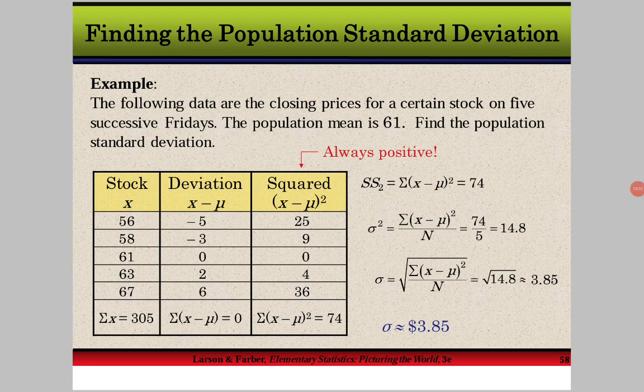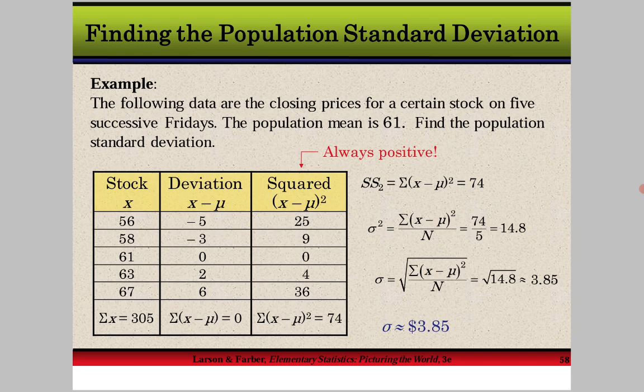So how to find the population standard deviation? The following data are the closing prices for a certain stock on 5 successive Fridays. The population mean is 61. Find the population standard deviation. The stock prices X are 56, 58, 61, 63, 67, and sigma x is equal to 305.